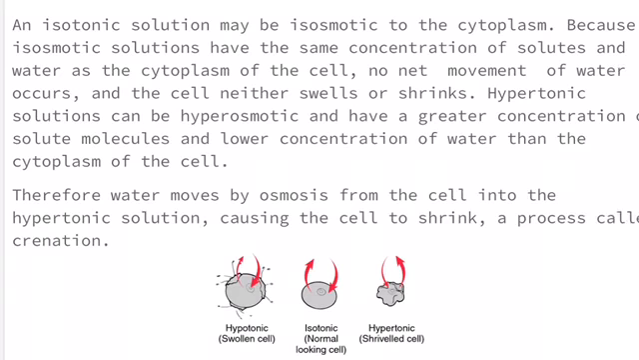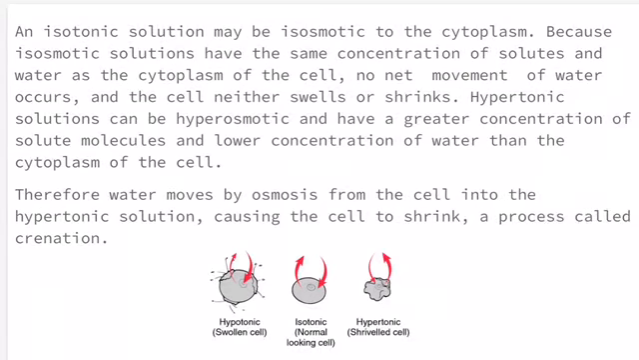A hypertonic solution can be hyperosmotic and have a greater concentration of solute molecules and a lower concentration of water than the cytoplasm of the cell. Therefore, water moves by osmosis from the cell into the hypertonic solution, causing the cell to shrink, a process called crenation.